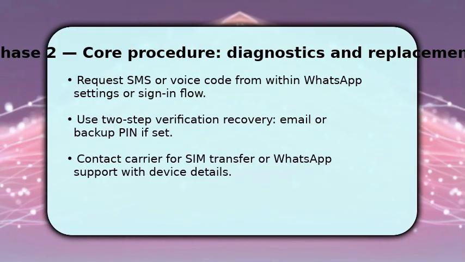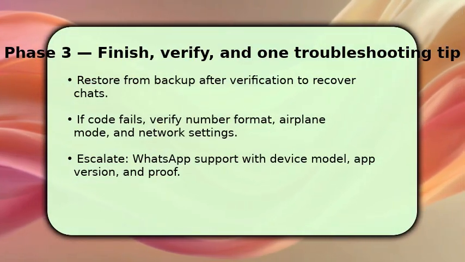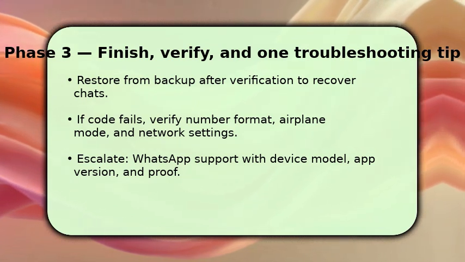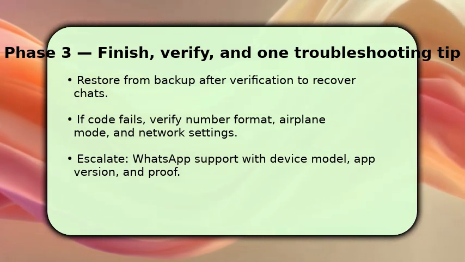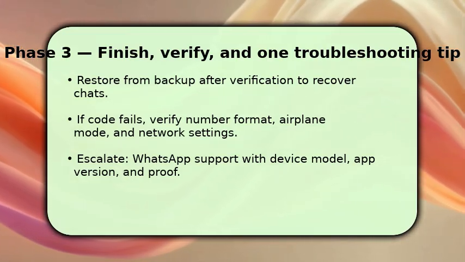After you receive a valid code, enter it promptly and restore from your cloud or local backup if needed. If the code never arrives, check that you entered the number with the correct country code, toggle airplane mode to reset network, and ensure SMS/call services are active.